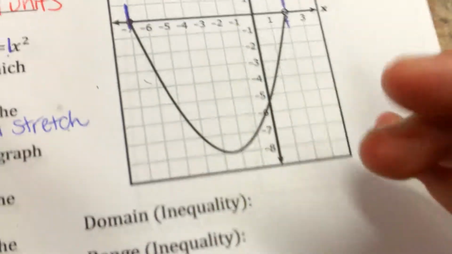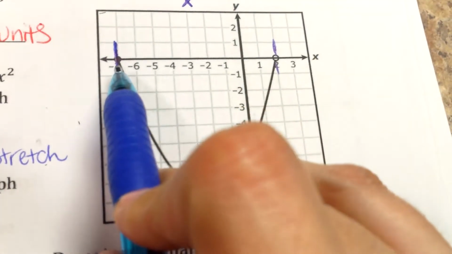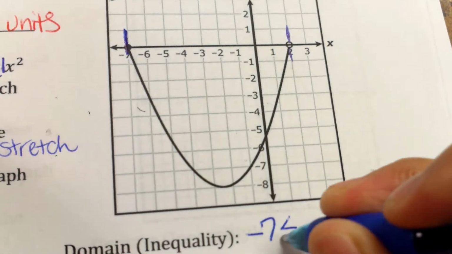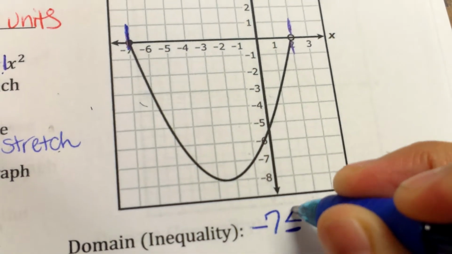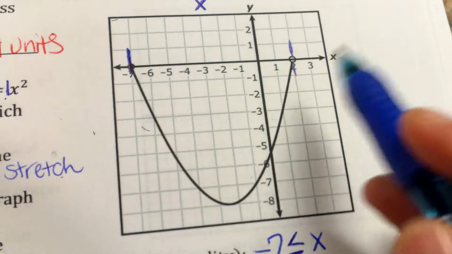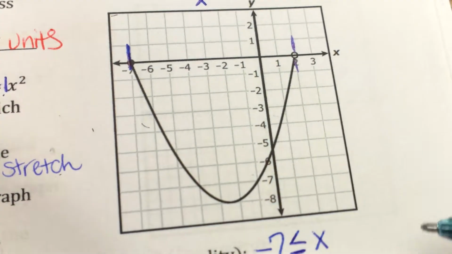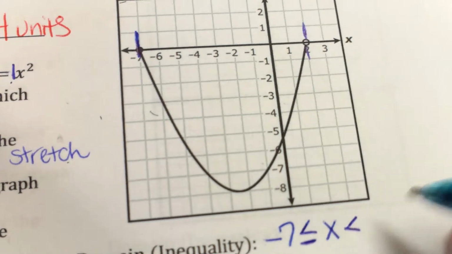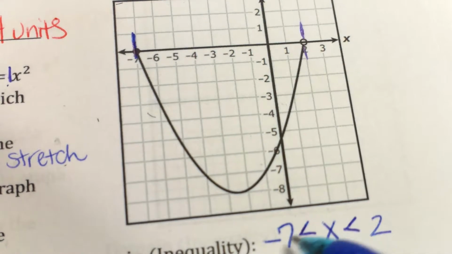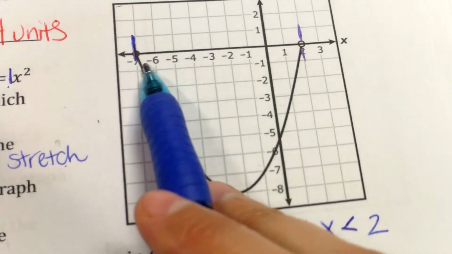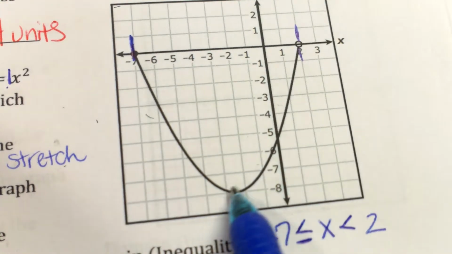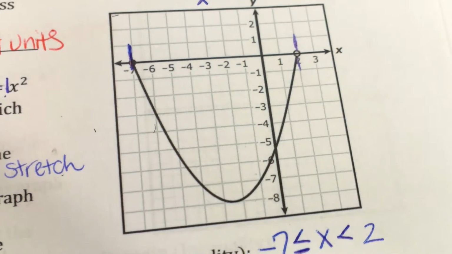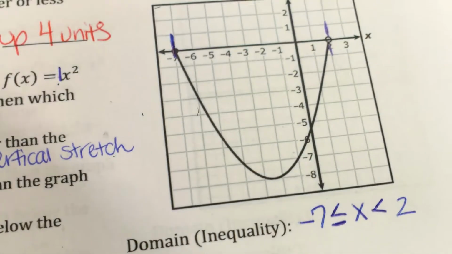So the way I would write this in inequality form would be -7. Since it's a solid point, I'm going to make sure that I have that line. Then my x, this is an open circle, so I would not have the line. There's no line there, and it would be 2. So my x values are between -7 and 2. So from here to here would be your domain, because there are points along the x between those two numbers. That would be your domain.